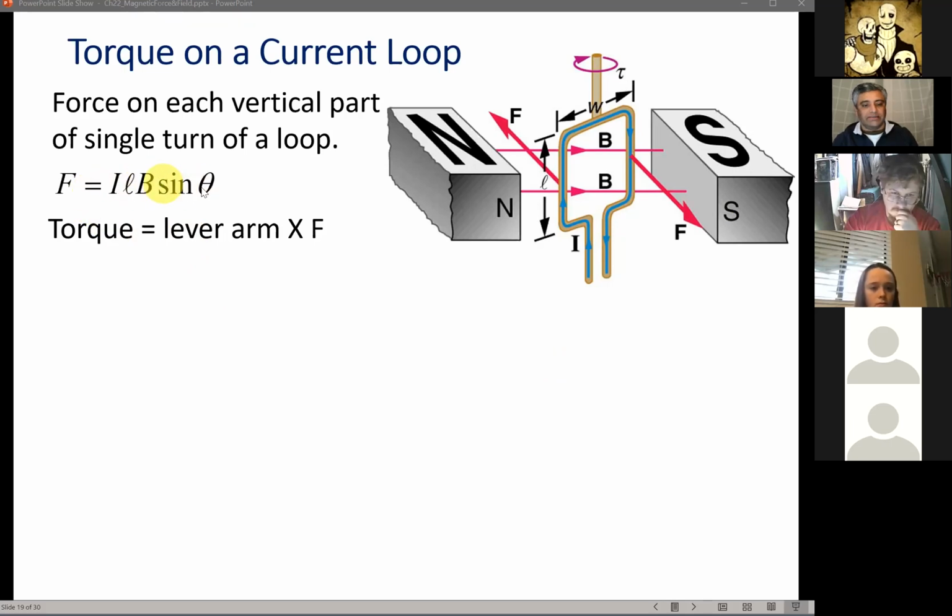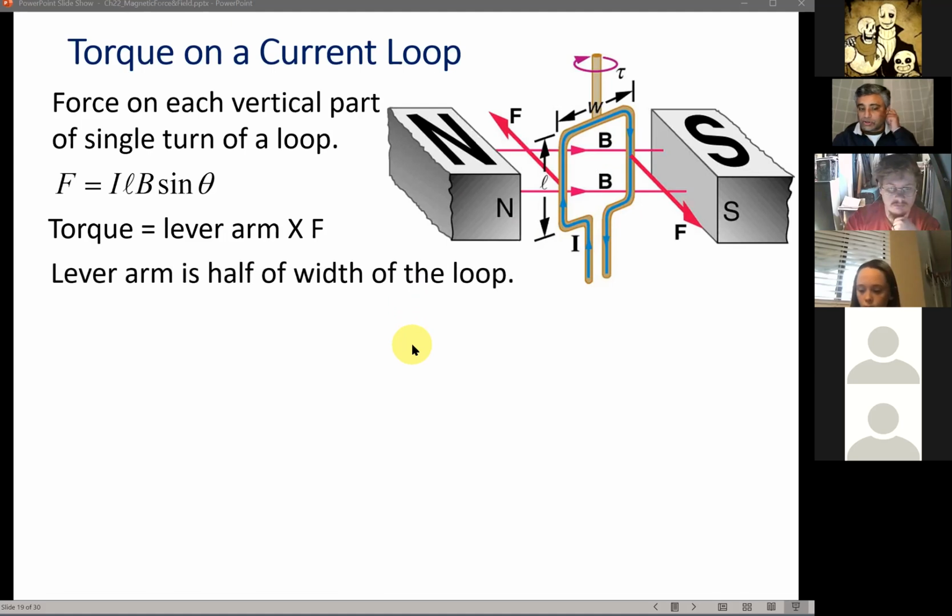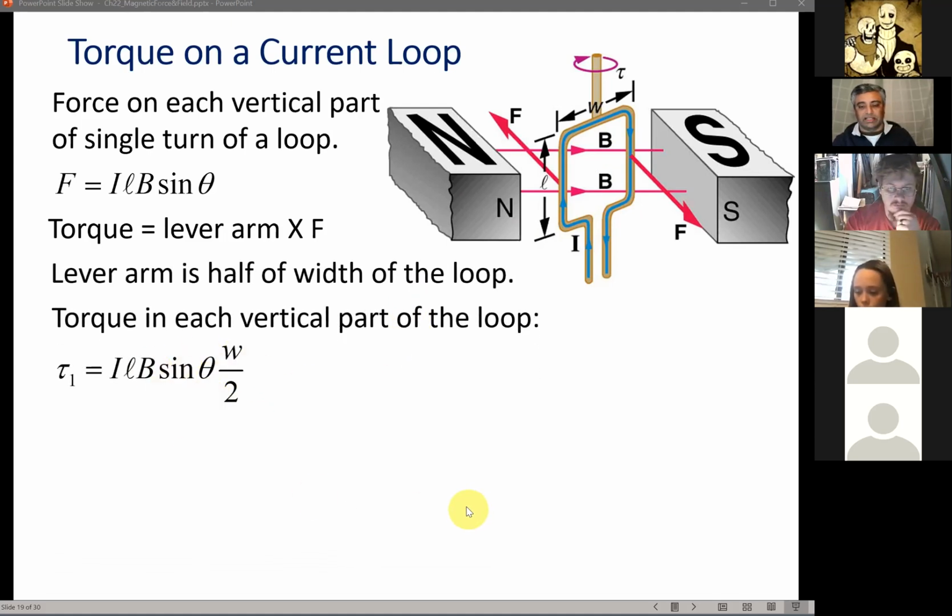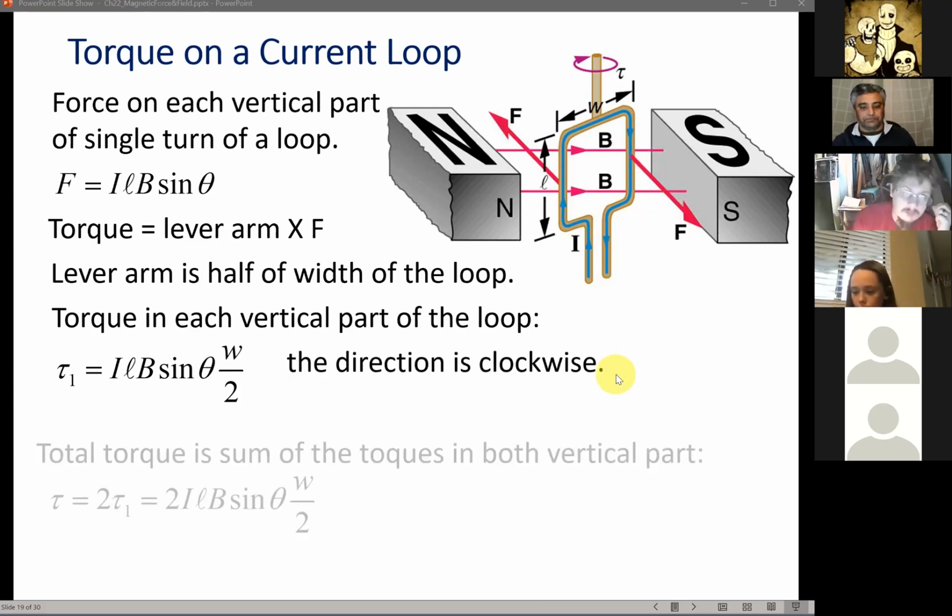So now I can use this force, and lever arm means, in this case, let's say simplest situation, that's going to be half the width for each of those. So this being axis of rotation here at the center, this is going to be half of the width, okay? So we can use that and write something like this. So this is torque in one side, because we are using force in one side, but there is torque in the other side as well. So we can double it, okay?